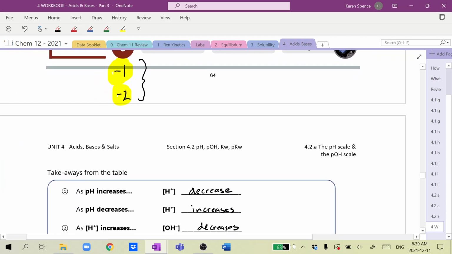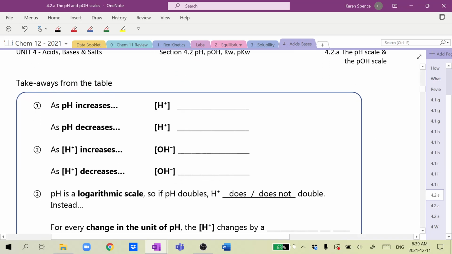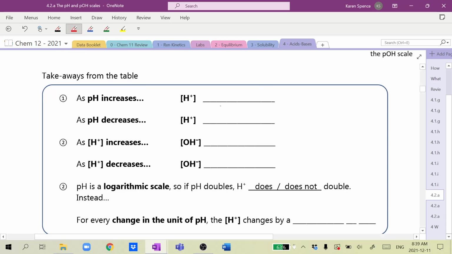All right, back to here. So, takeaways from the table. As pH increases, the hydrogen ion concentration does the opposite, it decreases. As pH decreases, the hydrogen ion concentration increases. As hydrogen increases, hydroxide decreases. And as hydrogen decreases, hydroxide increases. So those are all inverse relationships.